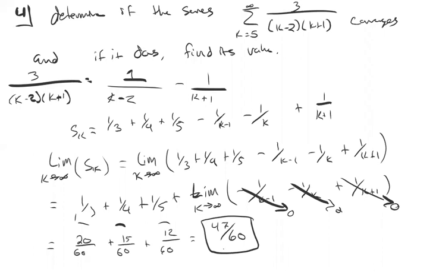And that, recall, is the value of the sum, because it's the limit of the sequence of partial sums. Okay? So since that number is finite, we conclude that it converges, and it converges to 47 over 60. Okay.